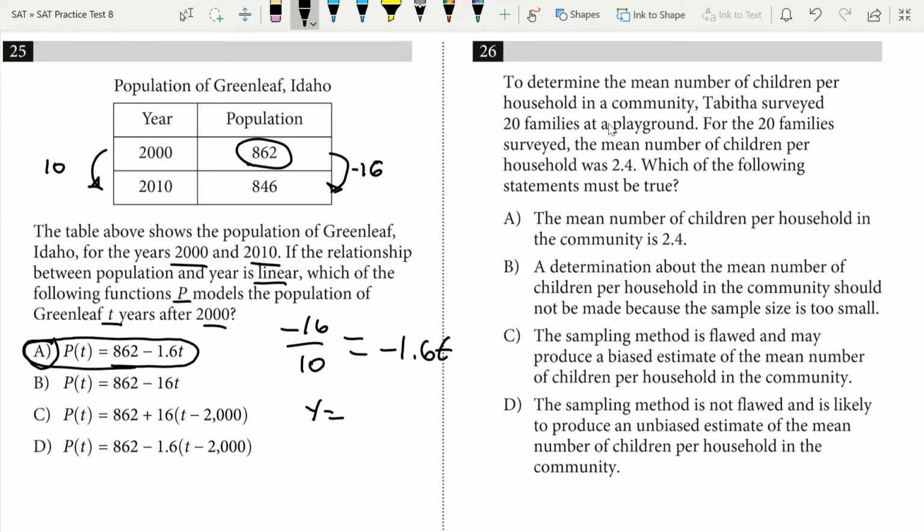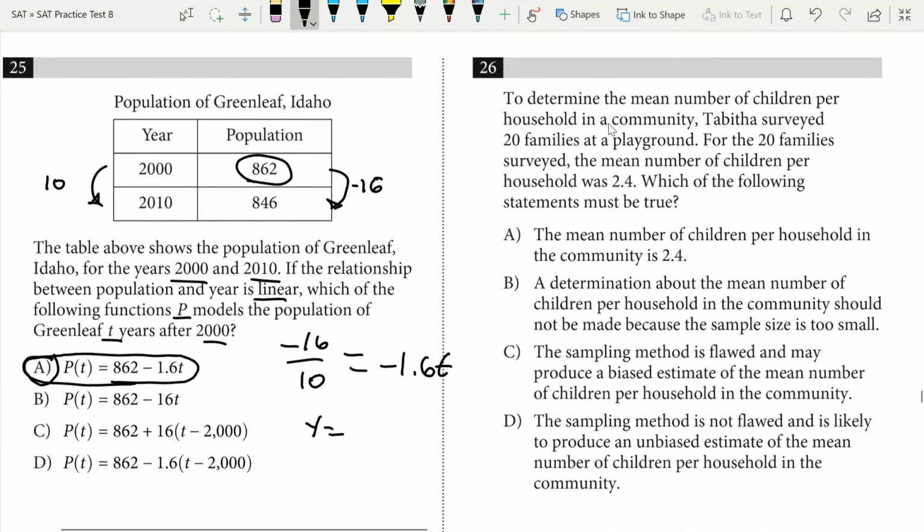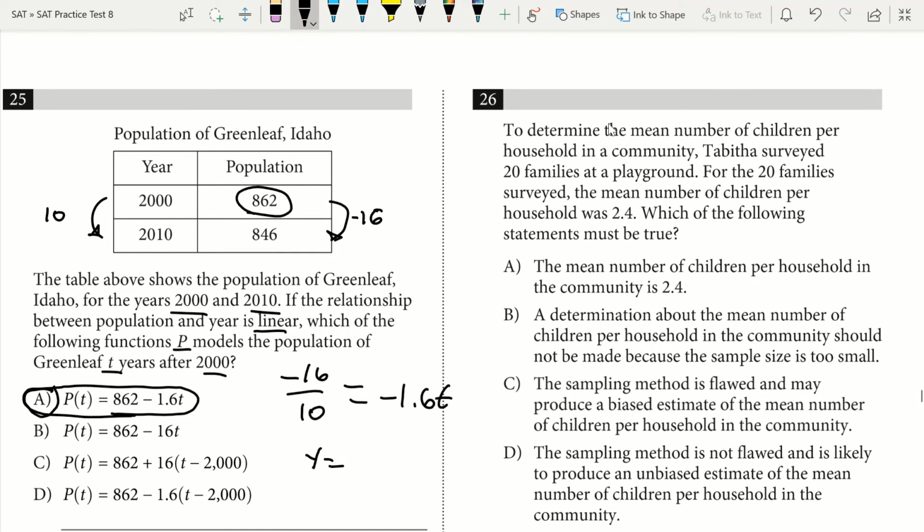All right, question 26. To determine the mean number of children per household in a community, Tabitha surveyed 20 families at a playground. For the 20 families surveyed, the mean number of children per household was 2.4. Which of the following statements must be true? Well, it's at a playground, first of all, right? So we know that that's a biased sample, okay? Because you can't take a survey of the amount of people in a family at a playground because it's likely going to be higher than the mean of the general population. So the mean number of children per household in the community is 2.4. No, because we have a biased sample.